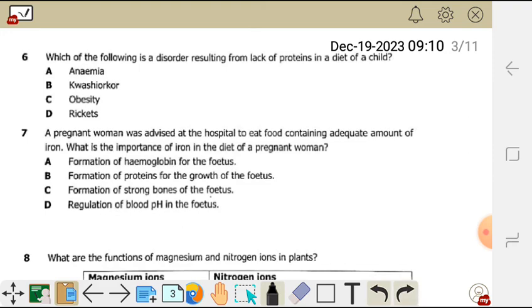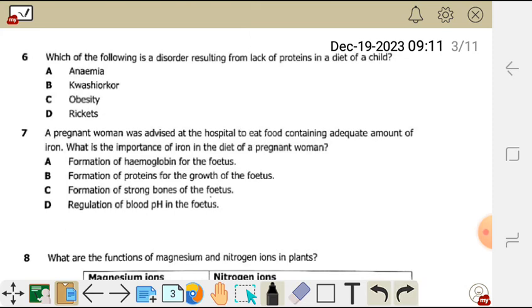So this pregnant woman was advised at the hospital to eat foods containing adequate amounts of iron. Okay, as I already said earlier in question 6, iron is involved in formation of hemoglobin. So the importance of iron is formation of hemoglobin for the fetus. That's why she was advised to eat foods containing adequate amounts of iron. So the correct answer for question 7 is A.